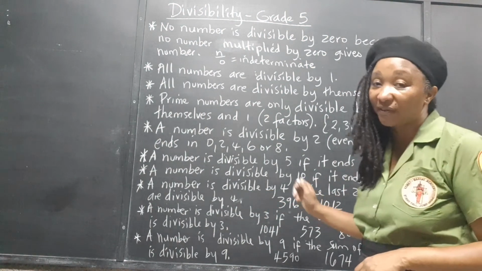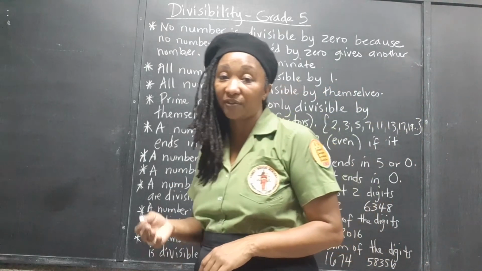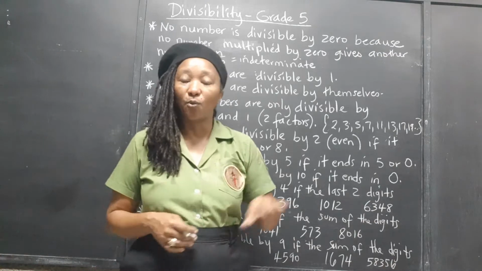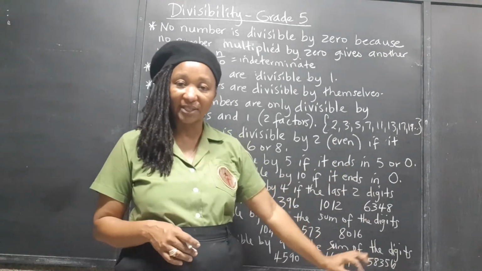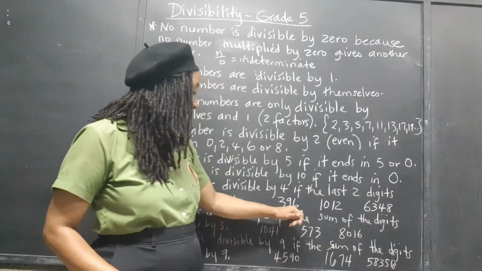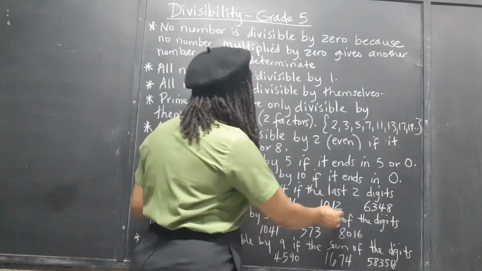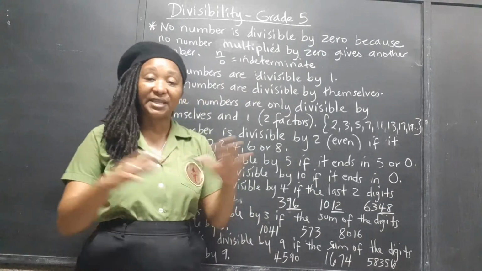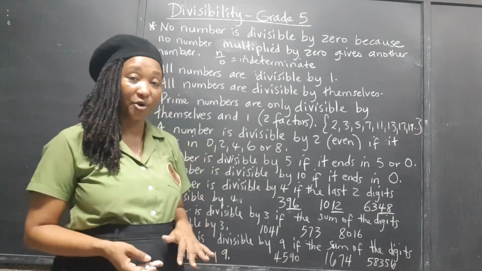So we now know, thanks to them, that if a number is divisible by 4, the last 2 digits of that number is a multiple of 4. So it doesn't really matter what comes before the last 2. We focus on the last 2 digits. If 4 can go into the last 2 digits, the entire number is divisible by 4.